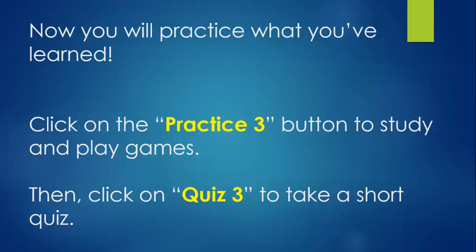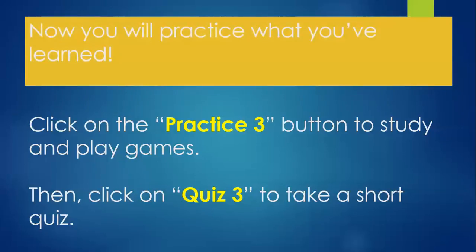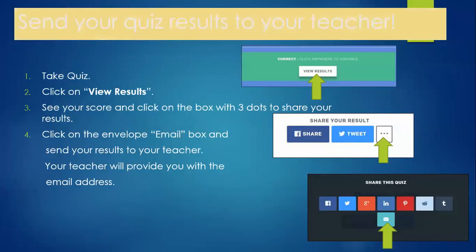Finally, you will practice what you've learned by practicing and playing games as you click on Practice 3. You will also take a quiz by clicking on Quiz 3. Remember to send your quiz results to your teacher. Again, you will take your quiz, view your results, click on the box with 3 dots to share your results by clicking on the email box. And of course, keep your teacher's email handy because you will need it to forward this email with the results to your teacher.